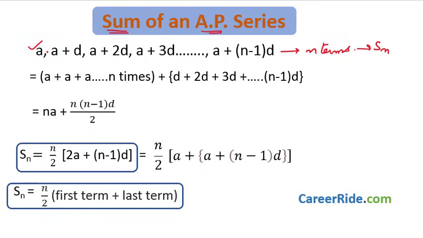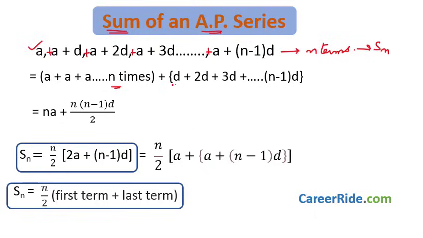What I'll have to do is just add all the terms. So I'll put a plus sign between all the terms. From here, can I try to rearrange this series? Yes, I can. I can just take out all the A's first. How many A's are there? There are n terms, so there are A plus A plus A, how many times? N times. So I get this. Now the second part of the series is left with D's.